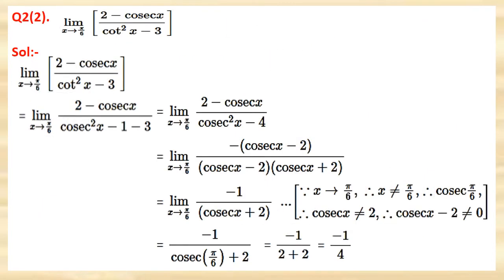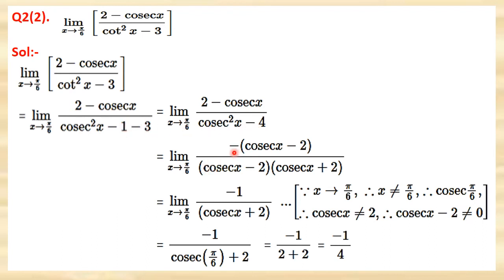Question number 2, second one. Limit x tends to pi upon 6, 2 minus cosec x upon cot square x minus 3. And here 2 minus cosec x upon cot square x minus 3 will be written as cot square x minus, cot square x is cosec square x minus 1, minus 3. And limit x tends to pi upon 6, 2 minus cosec x upon cosec square x minus 1, and this minus 1 and minus 3 is minus 4.